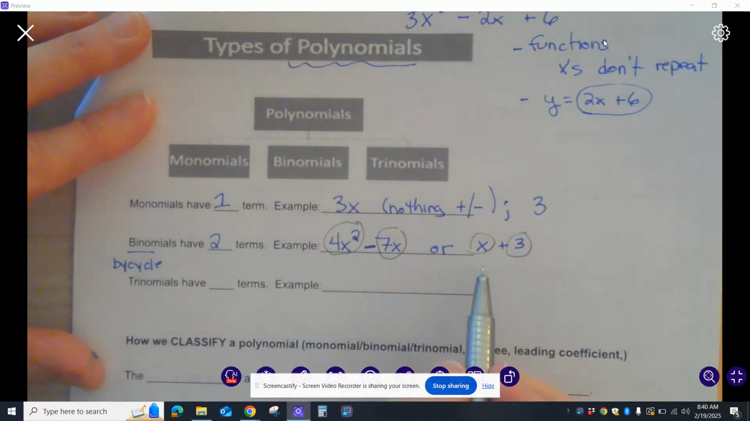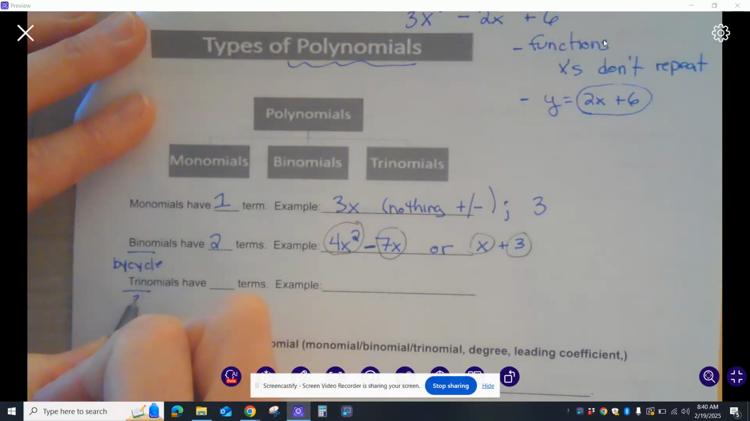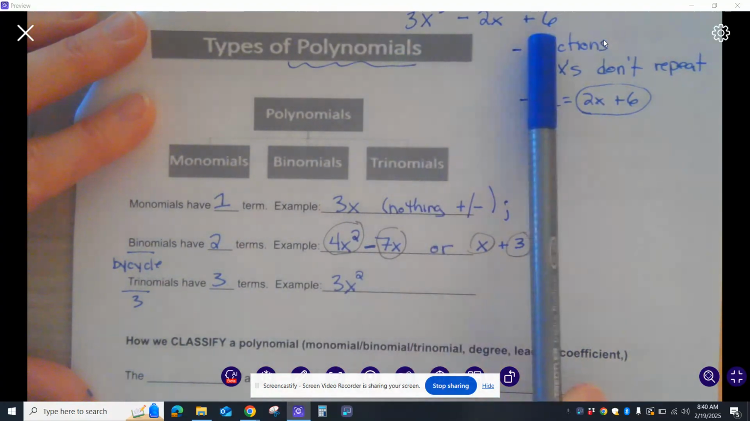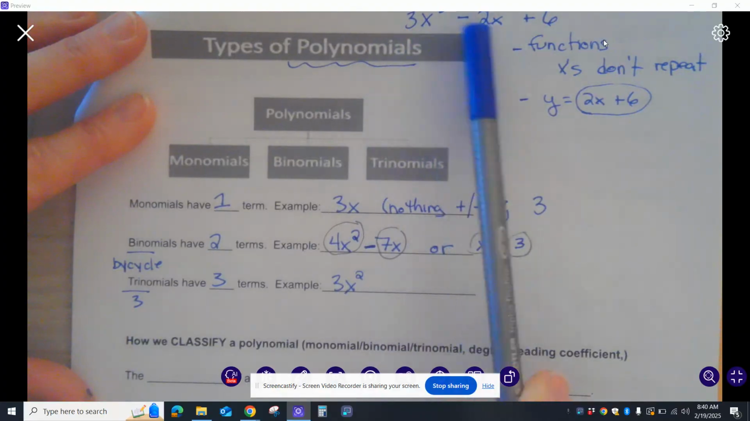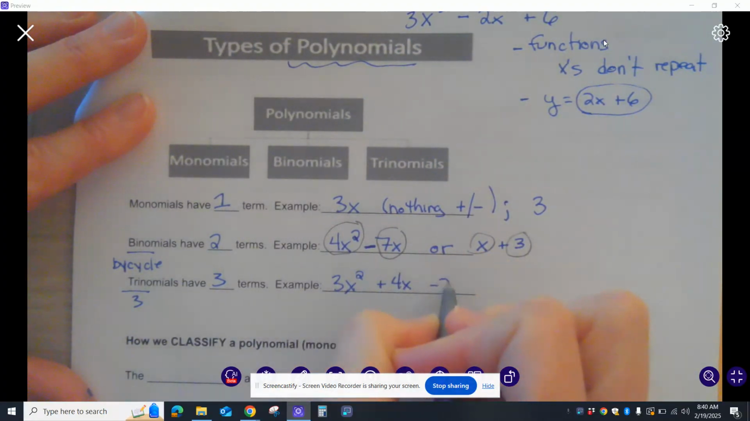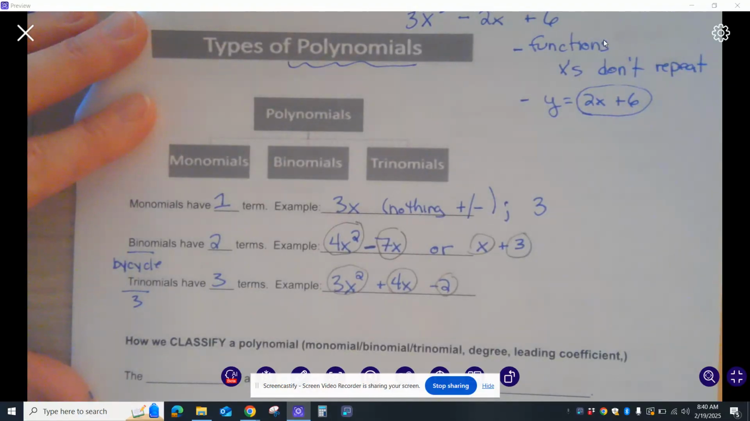So two terms would be a binomial, and a tri, which means 3, would have 3 terms. So this one that I wrote up here at the top of the page is a trinomial, 1, 2, 3. I'll write a different one here. So if you look, I have pluses and minuses, and what's separated by those pluses and minuses? 3 terms, just like it says here, 3 terms.